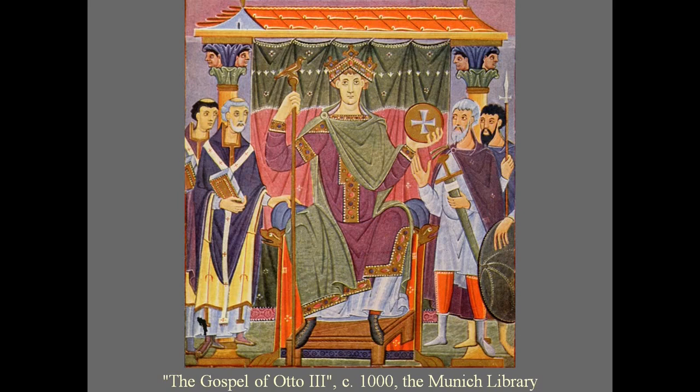Otto III looks out at us with hypnotic eyes. He is dressed in green and the imperial purple. He is flanked on either side by members of the court. On the right are those who fight, two members of the nobility who carry a sword, lance and shield, and on the left are those who pray, two members of the clergy who hold books.